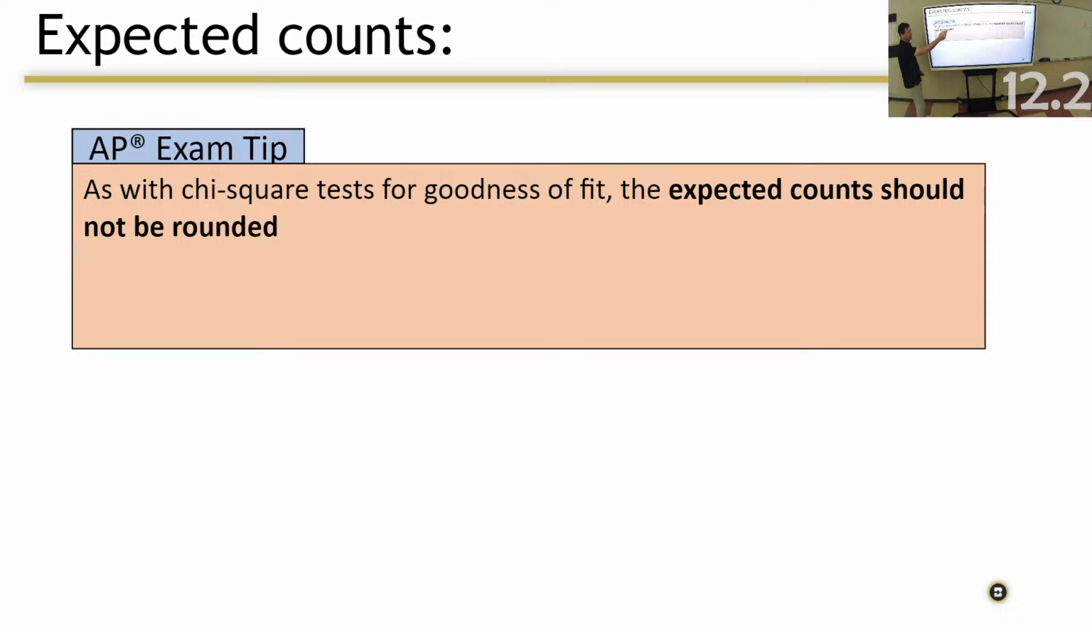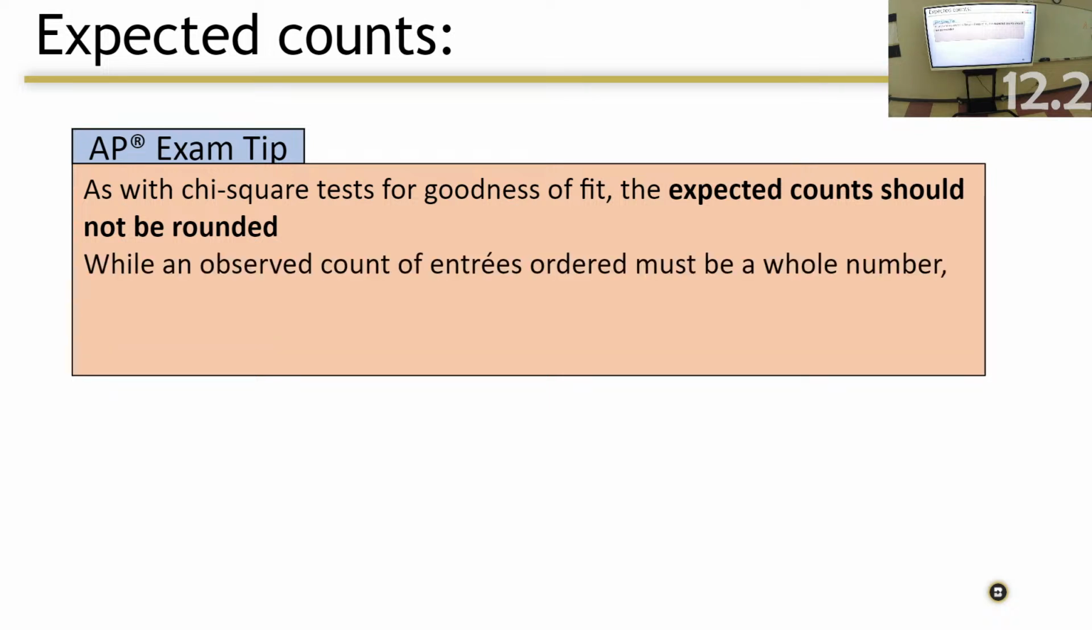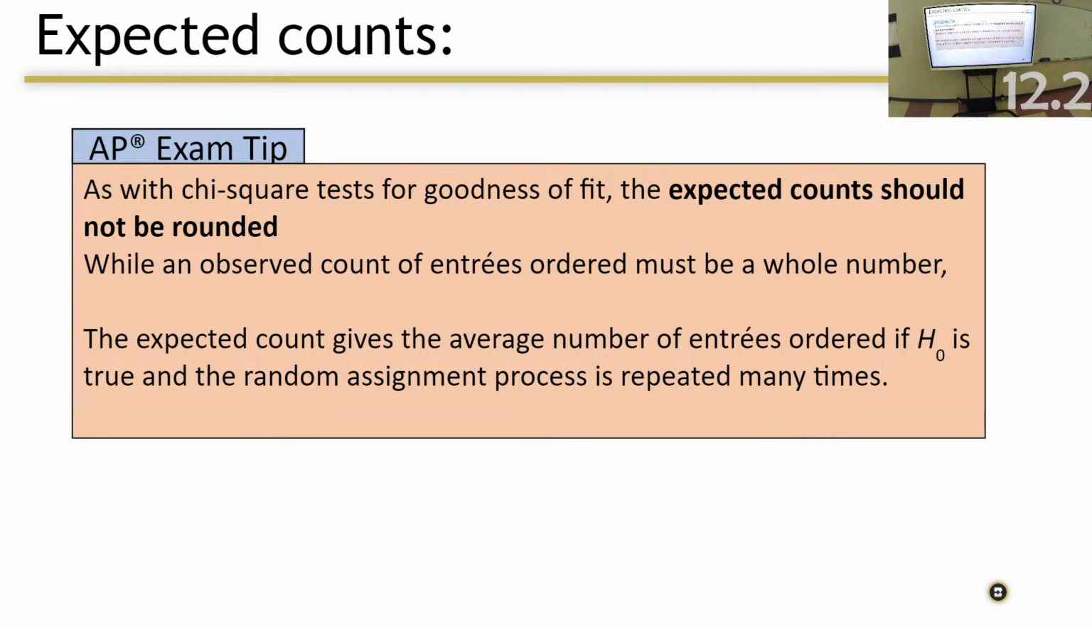As with chi-squared GOF, expected counts should not be rounded. Those don't get rounded. That's what we expect in the long run. So don't round those. Observed counts will always be a whole number. Expected counts give an average number.